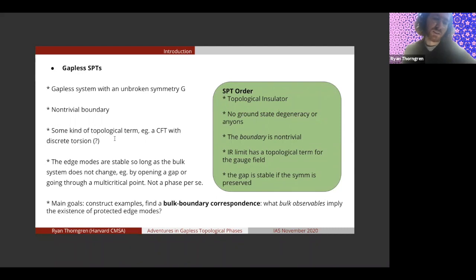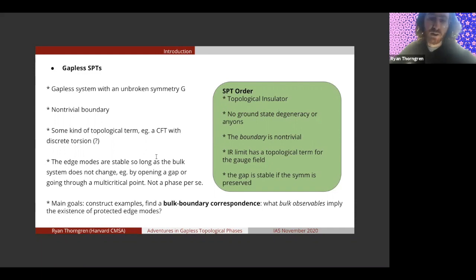And the edge modes are stable so long as the bulk system doesn't change. So we're not really going to be concerned with whether these are phases per se. Typically, they will have symmetric relevant operators, but we just won't touch those. We could consider a critical point, for instance, as a gapless SPT. We're allowed to fine tune so long as we're not breaking the global symmetry, we'll still have edge modes.